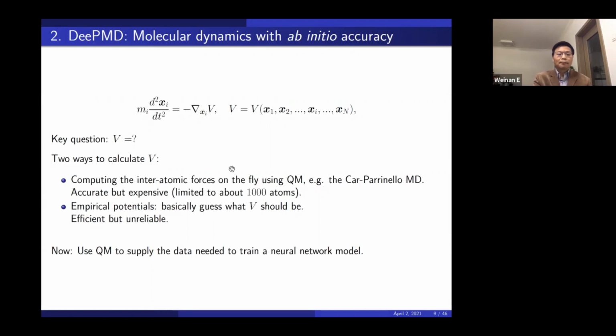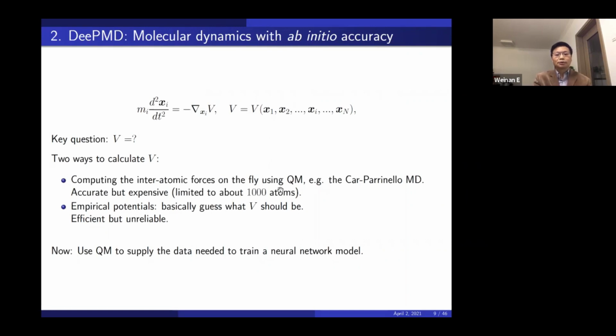of deep learning. Second example, I'll go through this quickly, is molecular dynamics. Molecular dynamics is a very fundamental tool in chemistry and material science. It's just solving Newton's equation for the nuclei of all the atoms in the material or in a molecule. Well, in order to do that, we need to know the potential function of that system, which describes how the nuclei interact with each other.